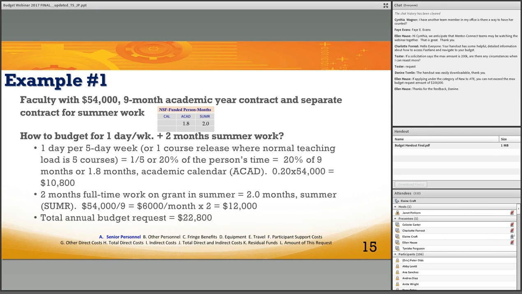The time calculation in this example gives us 1.8 academic months for the faculty member's time in fall and spring semesters. To this, add 2 months' salary for the summer work. The total time is reported separately by academic months and summer months, but the budget dollar request will be the sum of the two. The picture insert on this slide shows how to report academic and summer months. The calendar box is left blank. You should never put a number in the calendar month box when reporting academic or summer months, and vice versa.